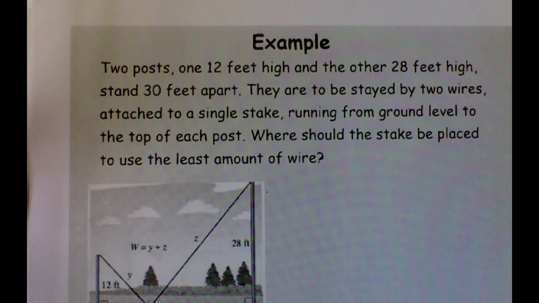All right, so now we have 2 posts. One's 12 feet high and the other's 28 feet high, and they're standing 30 feet apart. They're to be stayed, so stabilized, by 2 wires attached to a single stake running from ground level to the top of each post. We want to place the stakes so that we use the least amount of wire.